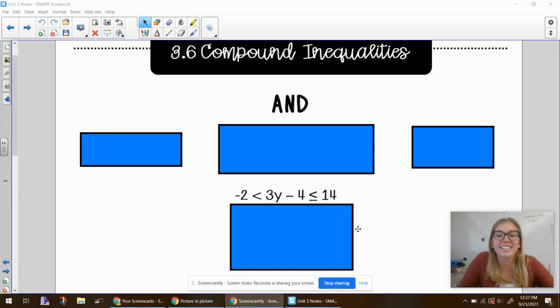Hi everybody, I'm Ms. Cooksey and today we're going to talk about compound inequalities. There are two kinds of compound inequalities we're going to talk about today. We're going to talk about and compound inequalities and or compound inequalities. We're going to start with and.